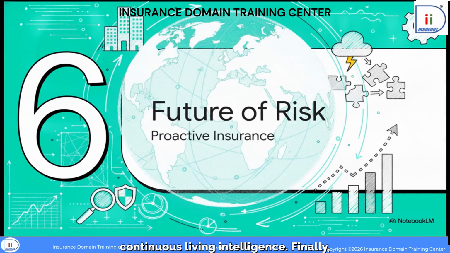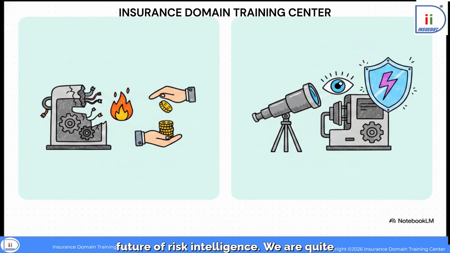Finally, let's pull back and look at the really big picture in Section 6, the future of risk intelligence. We are quite literally witnessing a monumental evolution in this industry. Historically, insurance has been super reactive, right? You assess the risk up front, you wait around, and then you pay out the claims after the damage is already done. But the future, thanks to bidirectional data and digital twins, is proactive. It's all about predicting the risk, preventing the loss before things go sideways, and continuously monitoring those exposures.